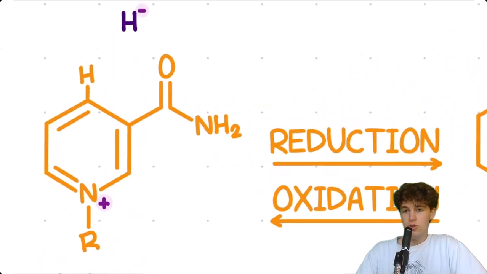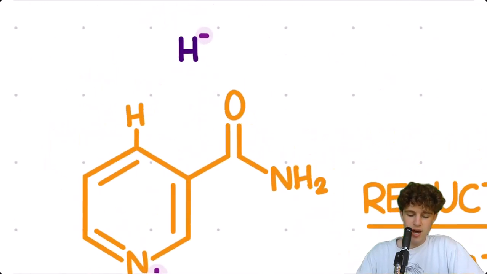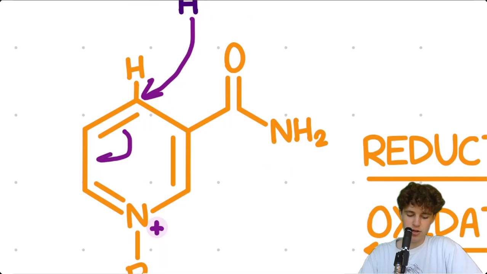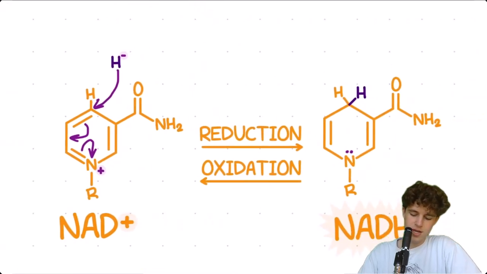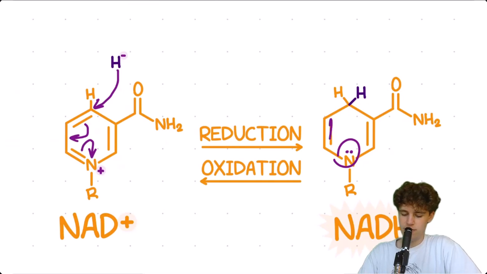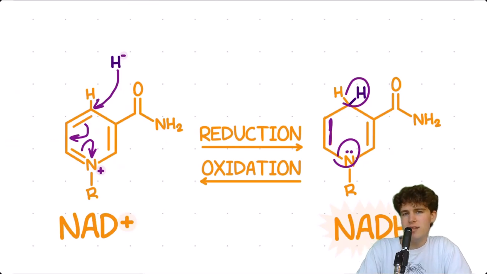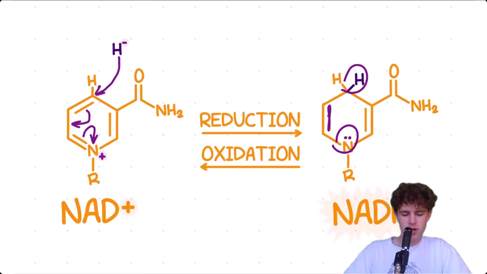So in order to do this reduction, this hydride ion must attack this carbon, forcing these pi electrons to move. The result is that new lone pair, this shifted pi bond, and this new hydrogen with the electrons it brought with it. But you're wondering, where did this hydride ion come from, and why did it choose to attack this carbon specifically? In order to understand why this carbon was attacked, we need to look at the resonance structures of NAD+.